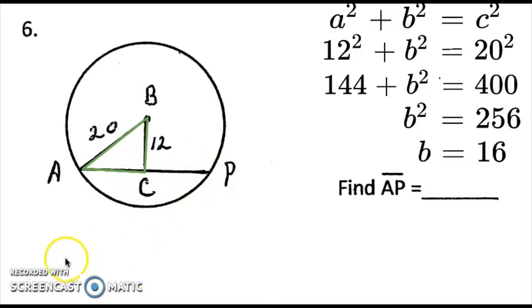But we're looking for AP, so we have to double AC because remember, if this is perpendicular to this, it's also bisecting it, meaning cutting it in half. So each of these are the same. We double this to give you the full length. So 16 times 2 is 32, and that's going to be number 6.